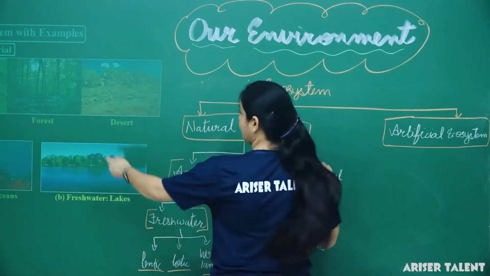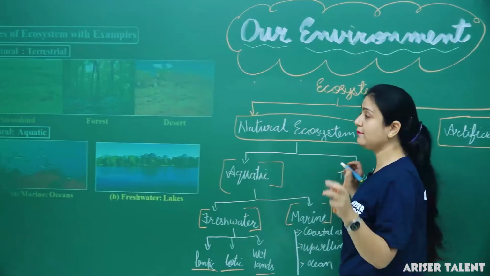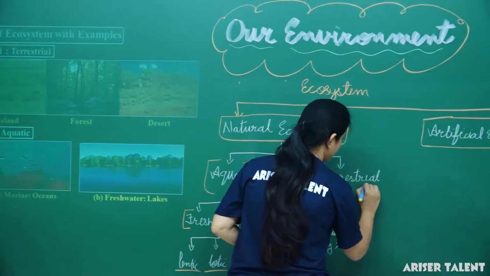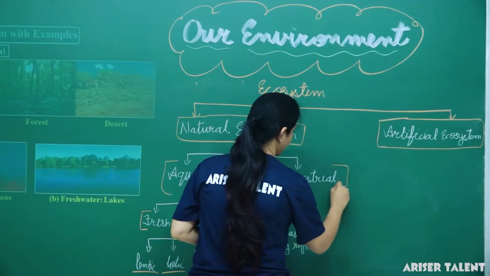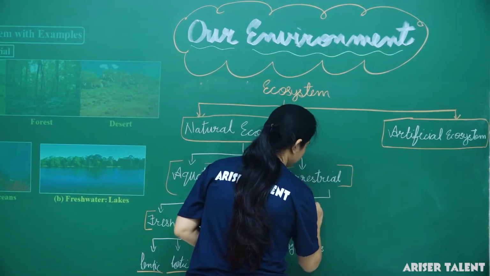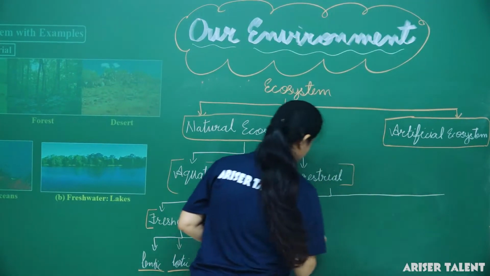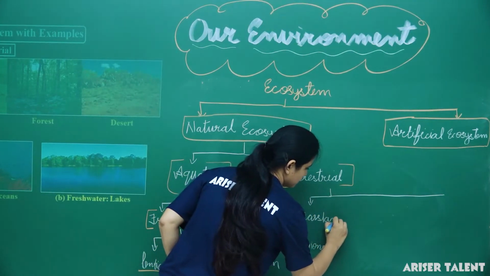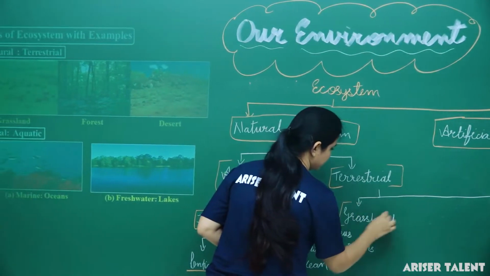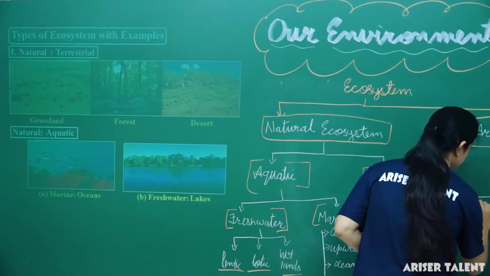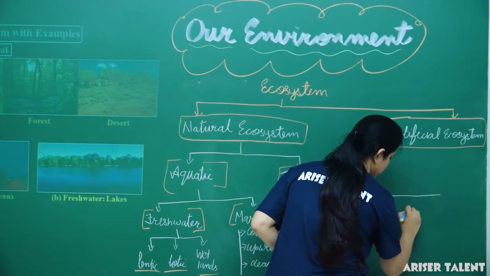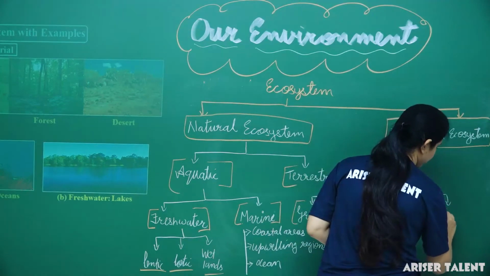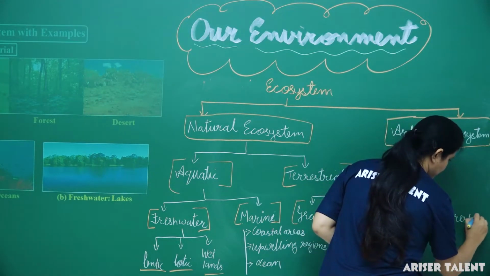Then terrestrial, here we can see that the terrestrial has of three types: grassland, forest and desert. Okay, so here we can mention that the terrestrial are again of three type. What are they? Grasslands, then desert and forest. Clear?